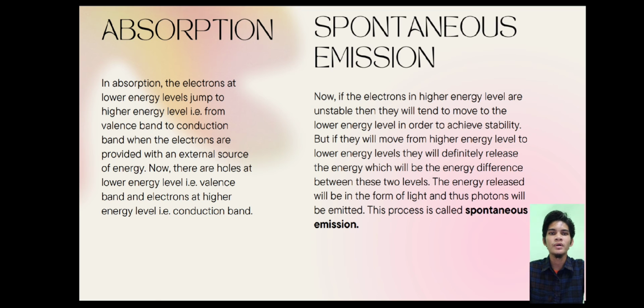Spontaneous emission. Now, if the electrons in higher energy level are unstable, then they will tend to move to the lower energy level in order to achieve stability. But if they move from higher energy level to lower energy level, they will definitely release energy, which will be the energy difference between these two levels. The energy released will be in the form of light, and thus a photon will be emitted. This process is called spontaneous emission.